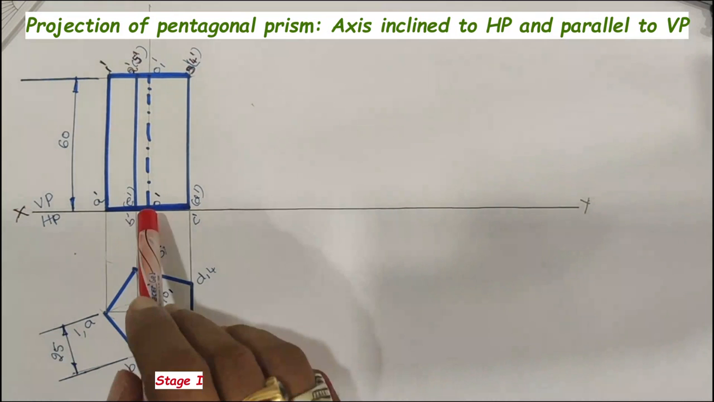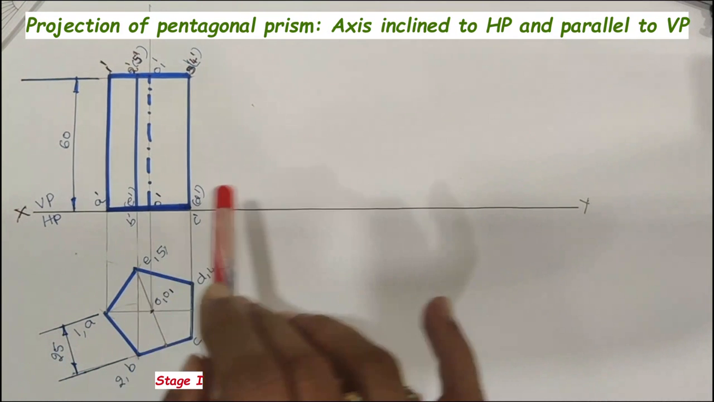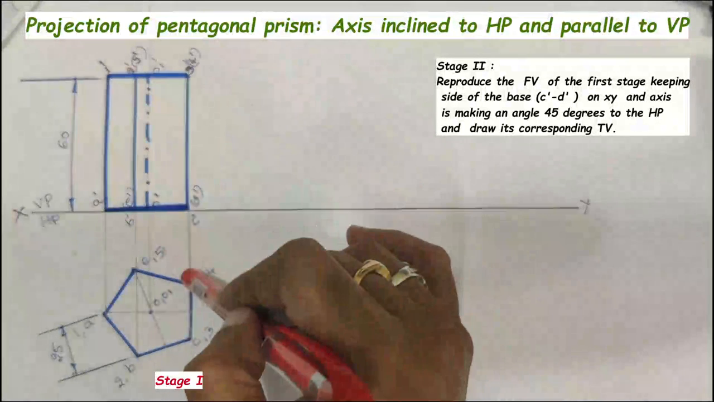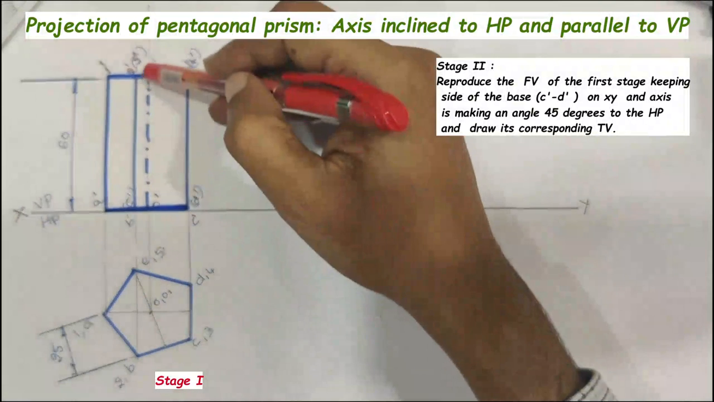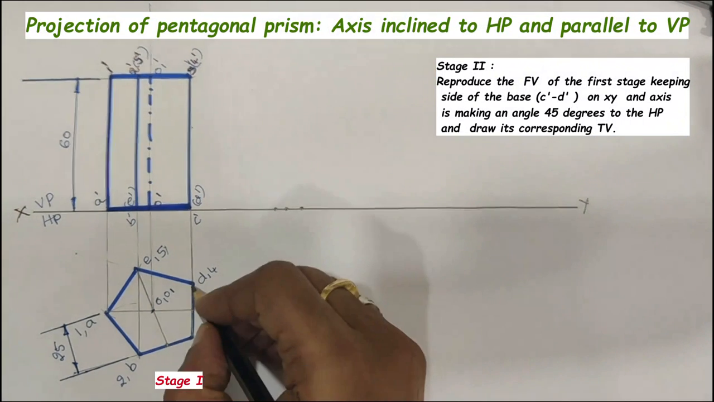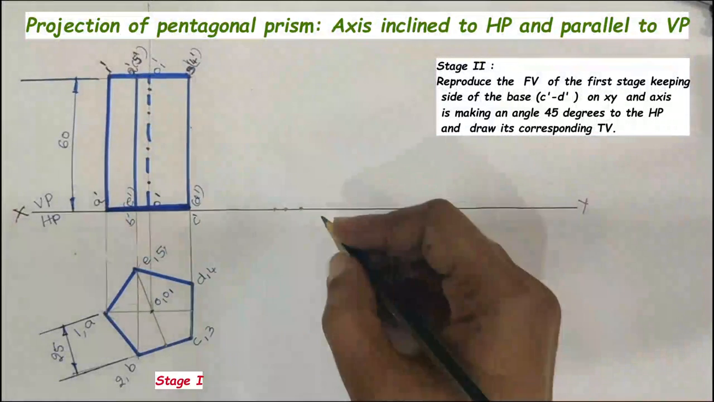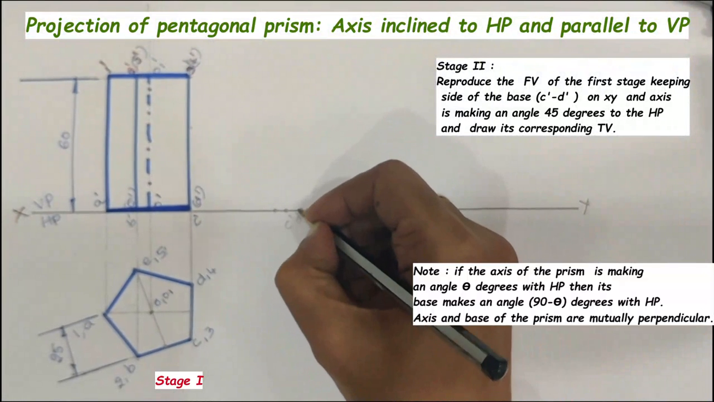In the second stage solution, we'll reproduce the first stage front view with the given condition. What is the given condition? The prism is resting on its base side on HP and axis is making an angle of 45 degrees to the HP. This is the given condition. The prism is resting on its base side CD on HP, so its image, say C dash D dash, is on the XY line.